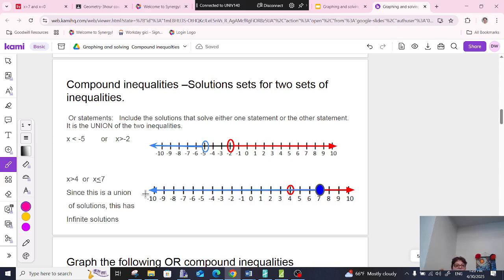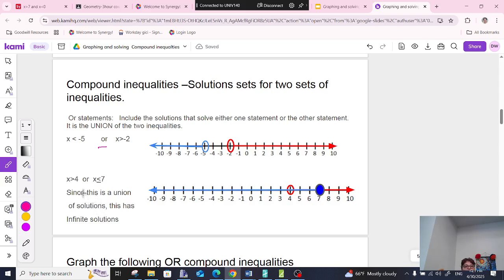So here, when I graph x is less than -5, I'm going this way. If I'm graphing x is greater than -2, I'm going this way. Any one of these numbers on this number line that's shaded is a solution, because it can be for either one. Okay?